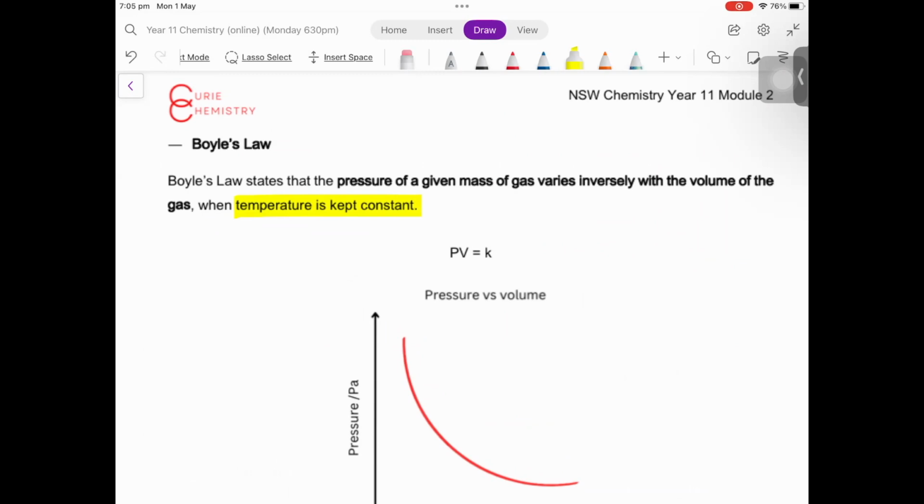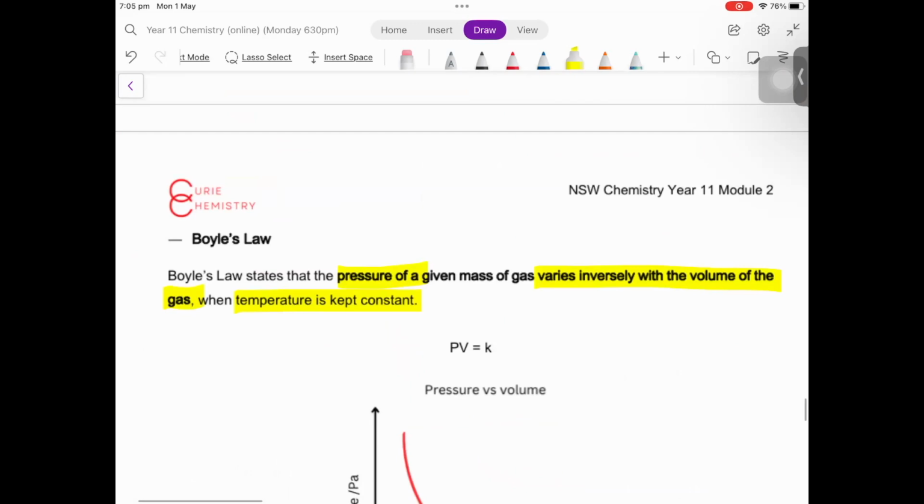When temperature is kept constant, the relationship that we find is that the pressure of a gas varies inversely with the volume of that gas. Okay, so Boyle's law states that at constant temperature, the pressure of a gas varies inversely with the volume of the gas. So what does that mean?